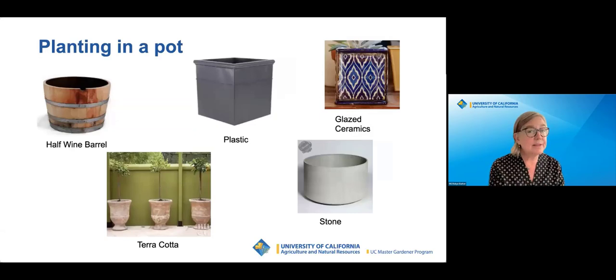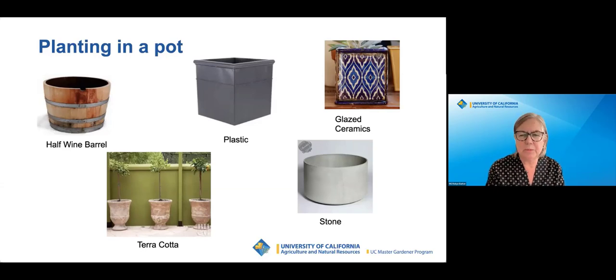Perhaps you've decided instead to plant your citrus tree in a container. Any 16 to 24 inch pot will do. Terracotta, plastic, stone, ceramic, half wine barrel, all are good choices. You can even use a stock tank. The pot should be large enough to accommodate several inches of root growth around the original root ball.